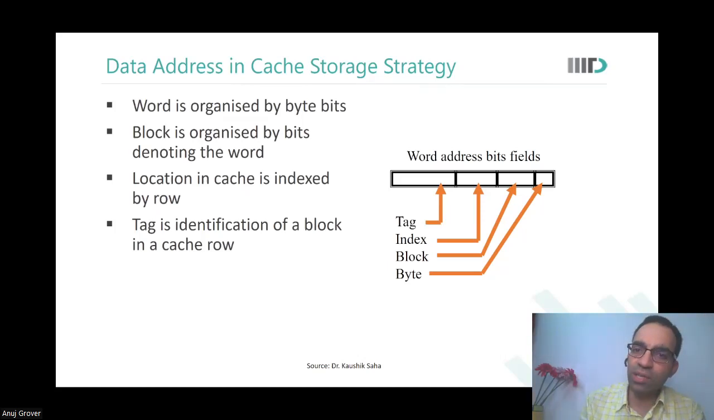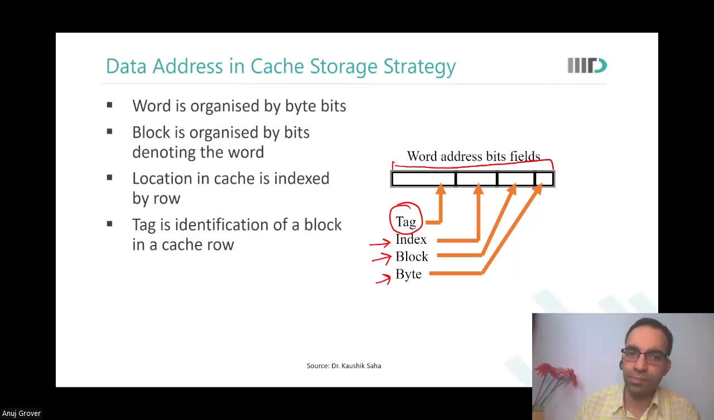In a cache memory, there is something, as we said, which is called the tag. After that tag, the address bus is broken into different components like index, block, and byte. The byte will tell you which word, which byte to pick up. Block will tell you which word in a given block. So for example, if your block is 16 words, which of these 16 words in the block do you need to access? Then index, by row, and then tag.